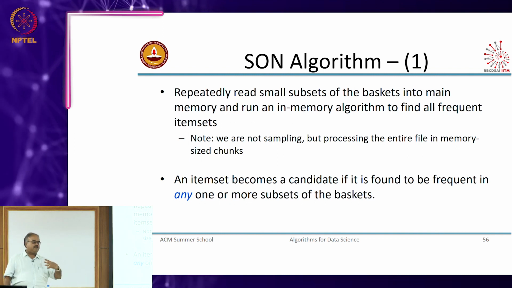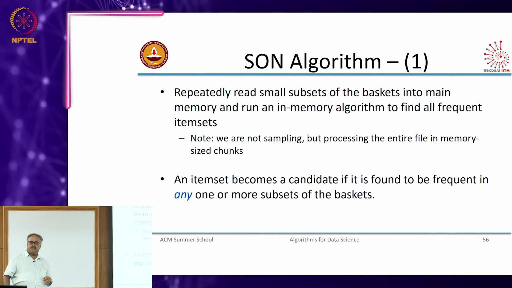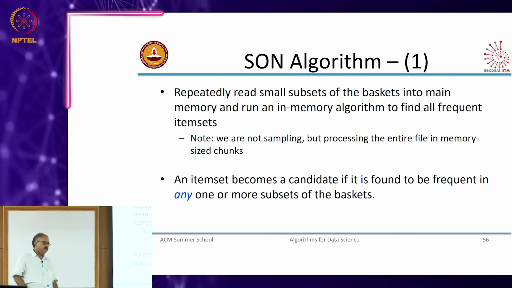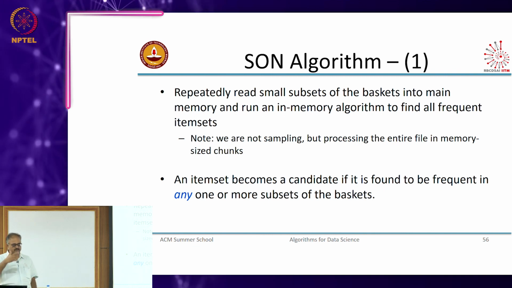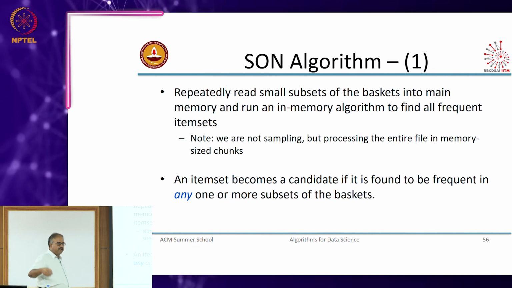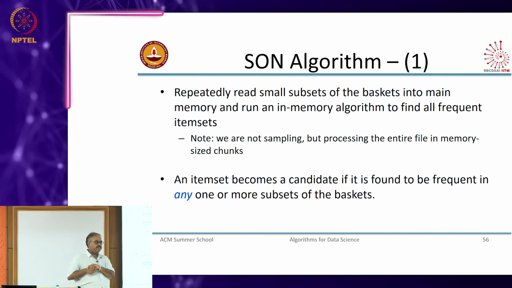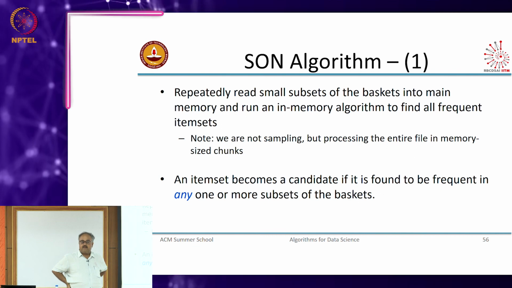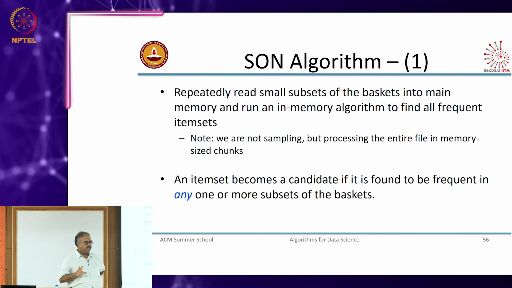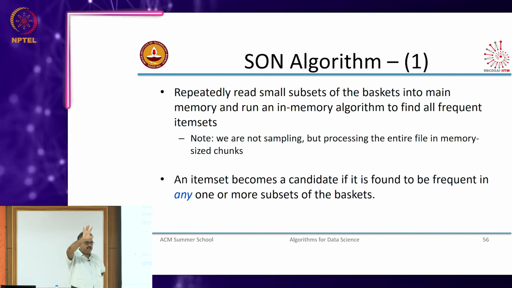Sample another chunk, run your a priori on it, find all the frequent pairs, or whatever, frequent tuples, pairs, any k tuple, and keep that aside. Keep doing this until your entire data is read. Now this constitutes one pass through the data. You have read the entire data.